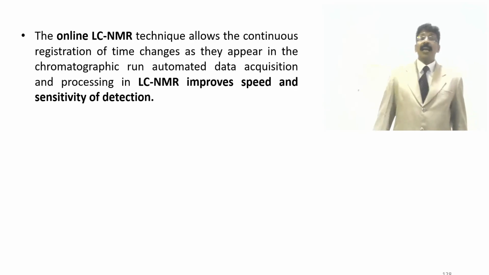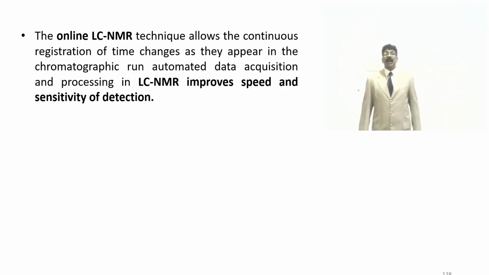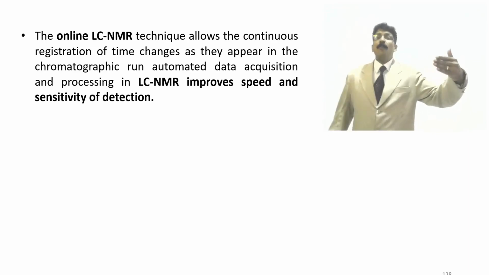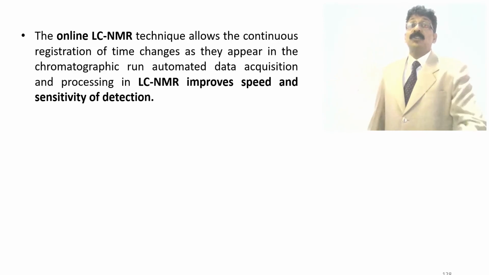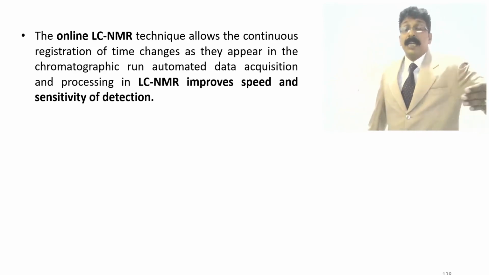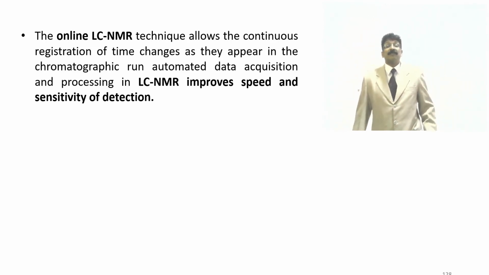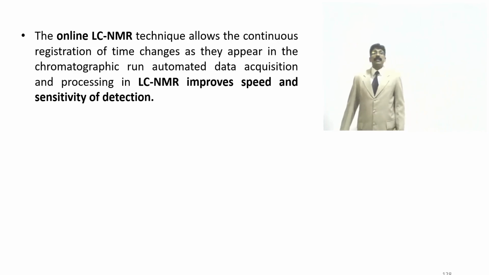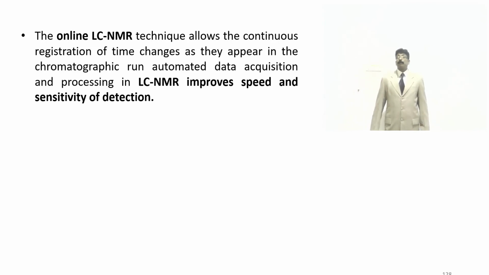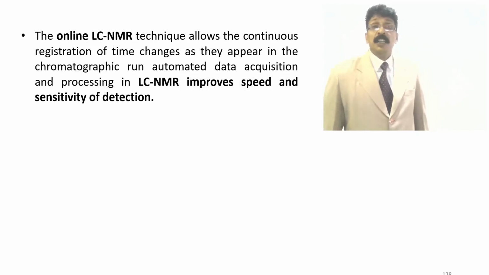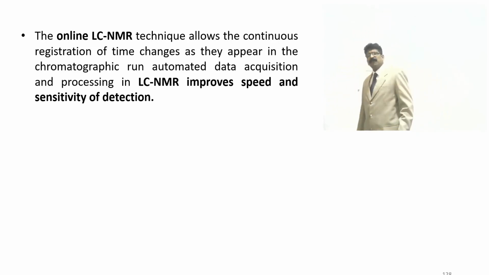The online liquid chromatography NMR technique allows online analysis. We say online, it does not mean the internet, it means they are connected. The compound separated in liquid chromatography directly enters the NMR in a stream. That is why we say online, in the line. It allows continuous registration of the changes as they appear in the chromatographic run. With automated data acquisition, liquid chromatography connected with nuclear magnetic resonance improves the speed and sensitivity of detection.